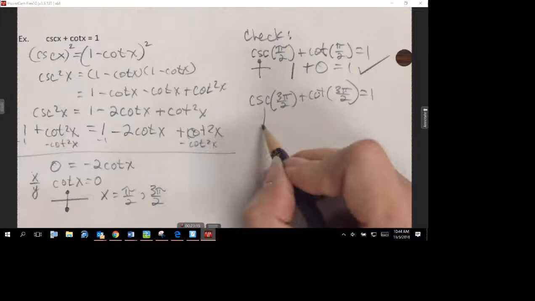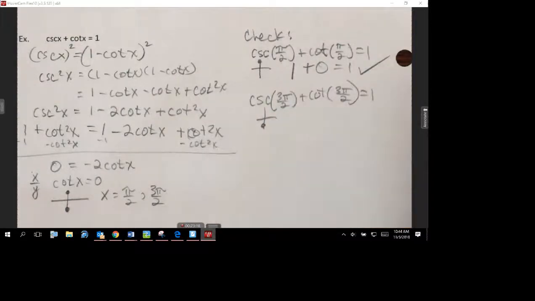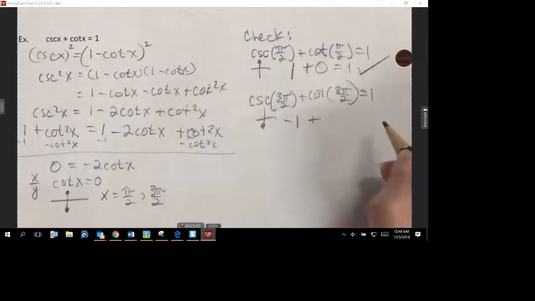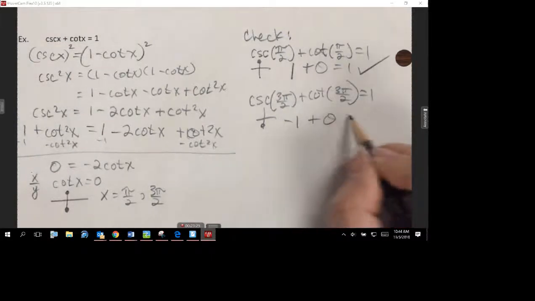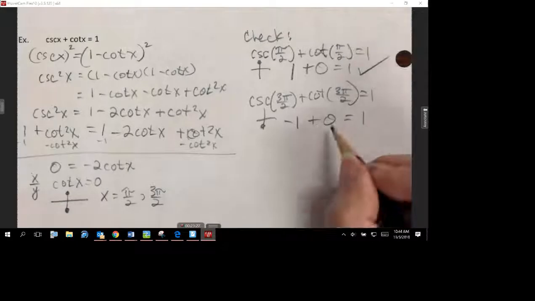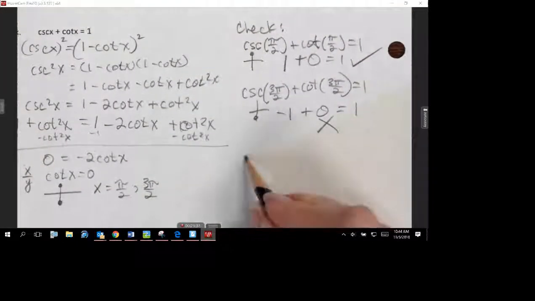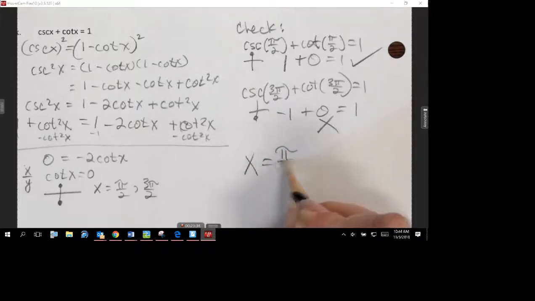And what is cosecant at 3 pi over 2? So -1, and cotangent at 3 pi over 2. Does that one work? No. That is an extraneous solution. So our only answer is pi over 2.